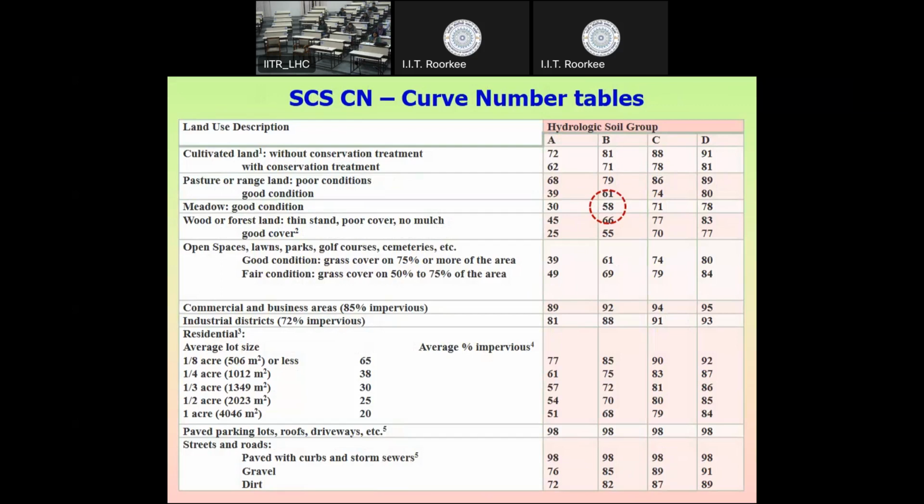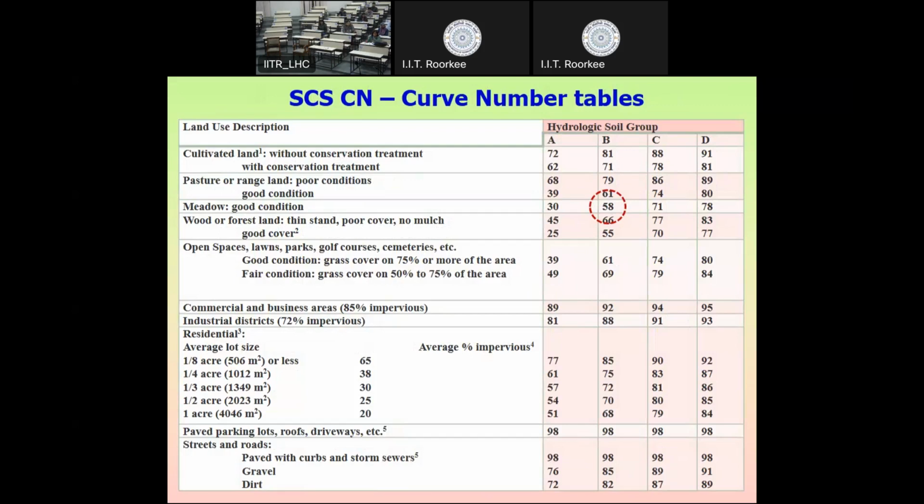183? 183.9? 184. Sure, 184 is correct. Okay, CN is 58, so everybody got the same number? Yes. Okay, so now let us try to compute Q, given that P equals 53.